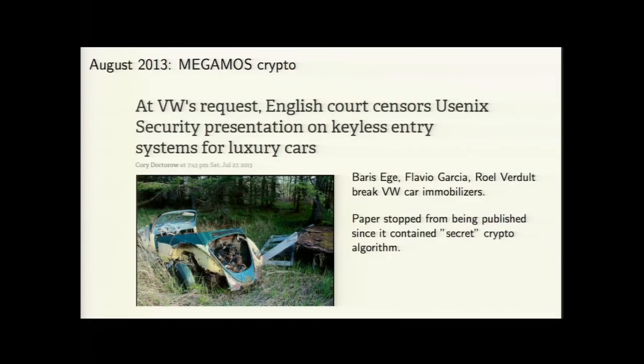In August, there was the Usenix conference, and it made headlines that one of the talks was not being presented. This was a talk by Barış Ege, Flavio Garcia, and Ruth Verdult, and what they showed is an attack on breaking the Megamos car immobilizers. The company that was suing them was Volkswagen, but it was more for their high-end luxury cars. They got an injunction in the UK saying that they couldn't publish the paper because it would reveal the secret algorithm. It is not that they can't publish the paper because they broke the algorithm. It's that they couldn't publish the paper because it would reveal the algorithm.